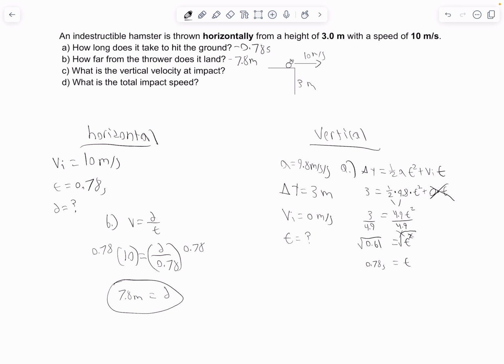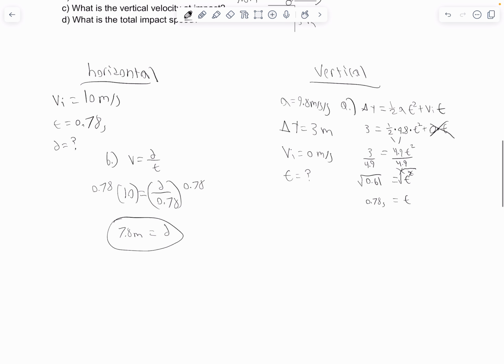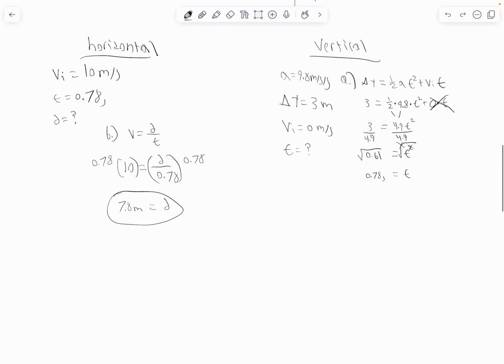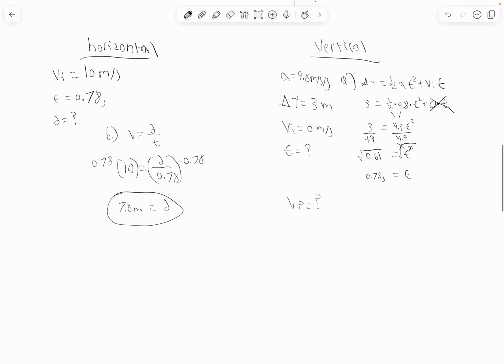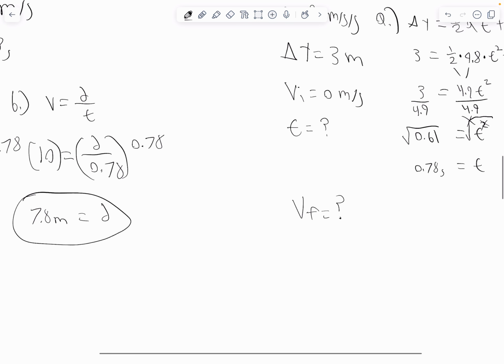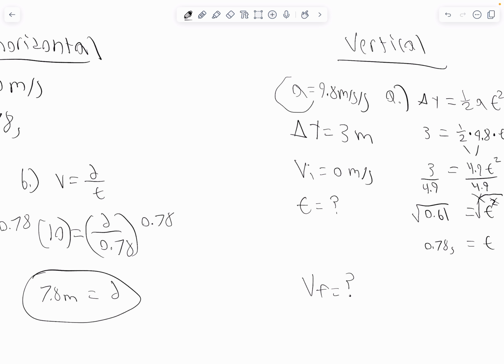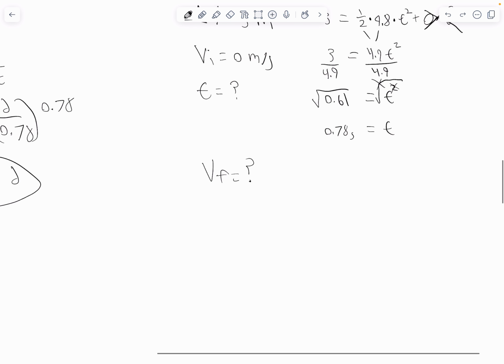Now it's asking us for C, what is the vertical velocity at impact? So it's talking about vertical, so we're going back to the vertical side. All right, so we are trying to solve for, in this case, final velocity is what we want to know. So in this case, we want an equation that has VF in it. Technically, we have time, but I'm going to use the other givens. One that has A, delta Y, and VI. So after looking through those equations, you should pick out VF squared equals VI squared plus 2A times your change in distance on the y-axis.